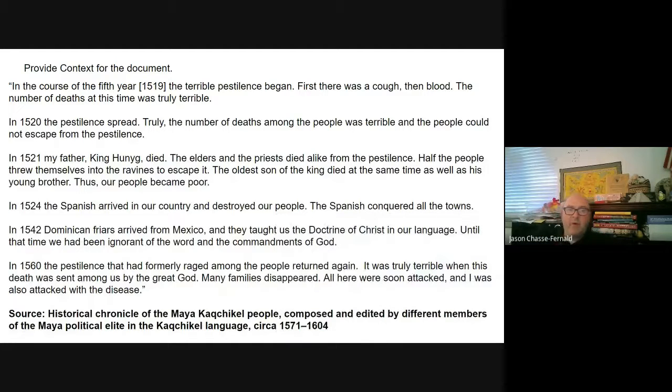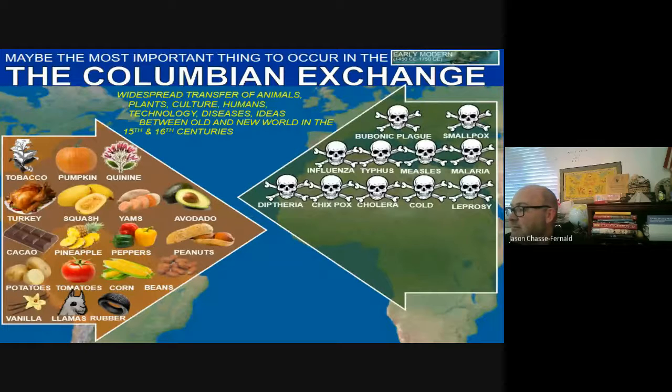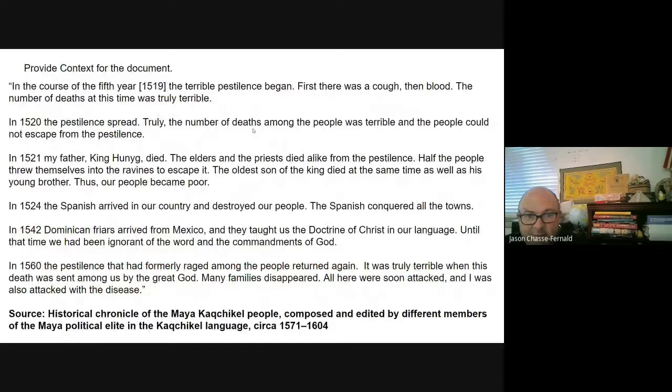All right, so in the course of the 5th year, 1519, the terrible pestilence began. First there was a cough, then blood. The number of deaths at this time was truly terrible. In 1520, the pestilence spread. Truly the number of deaths amongst the people was terrible, and that people could not escape from the pestilence. All right, so if I were to ask which pestilence is being referenced here, go ahead and think for a second. Right, and hopefully you're able to identify that as smallpox, right?